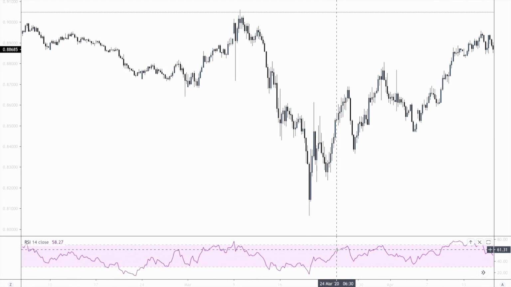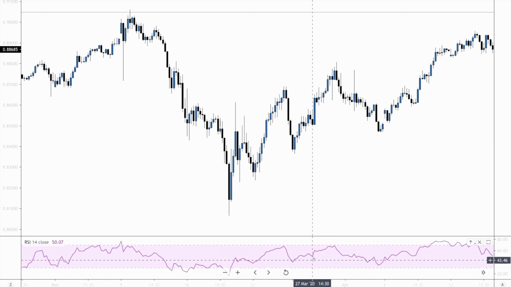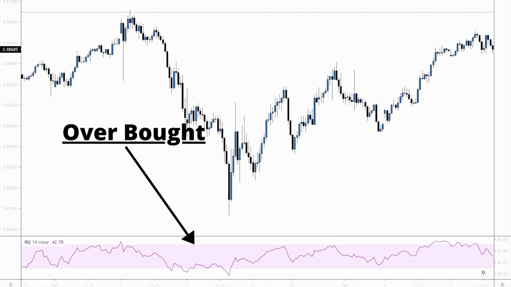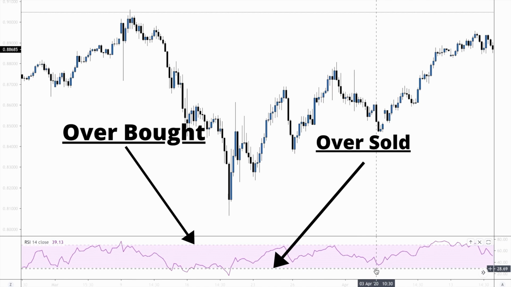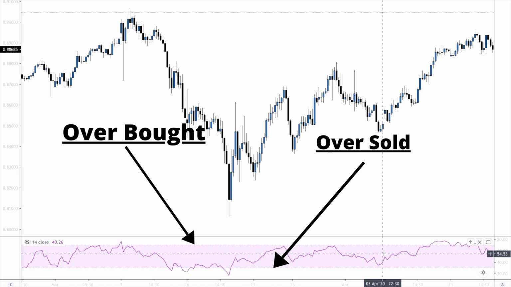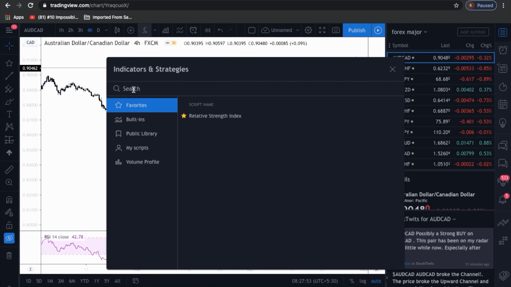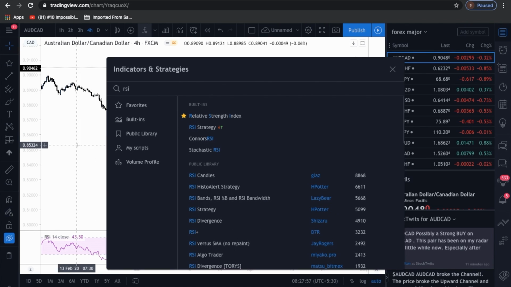So RSI is shown as a line between two extreme levels, and these levels are called the overbought level and the oversold level. And these levels can be set anywhere between 0 to 100. To add RSI to your TradingView chart, just go to the indicator section and then search for RSI or Relative Strength Index and then click on it.